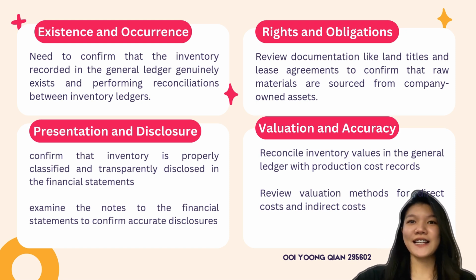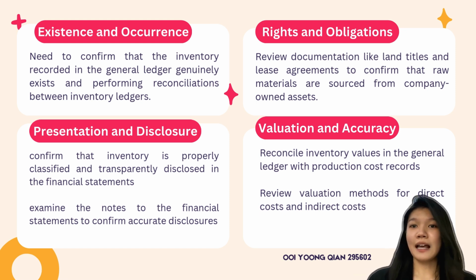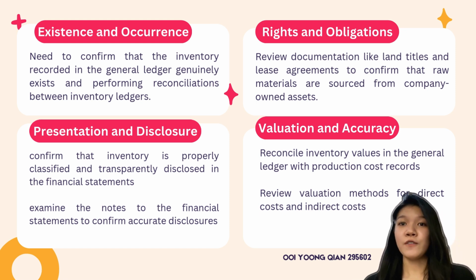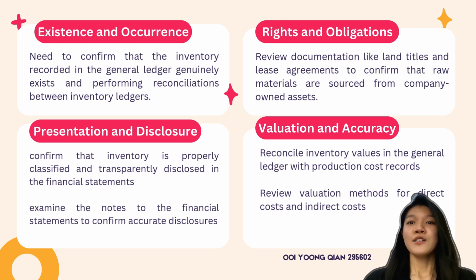Third is presentation and also disclosure. The auditor must confirm that the inventory is properly classified. For example, auditors should check appropriately those damaged inventories that have been written off and disclose them in the financial statements so that the financial statements present a true and fair view.